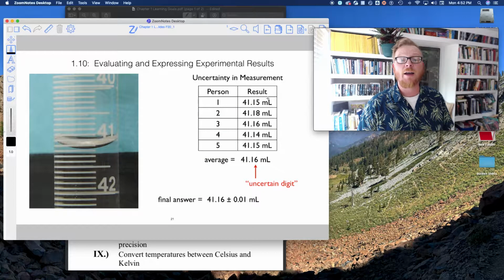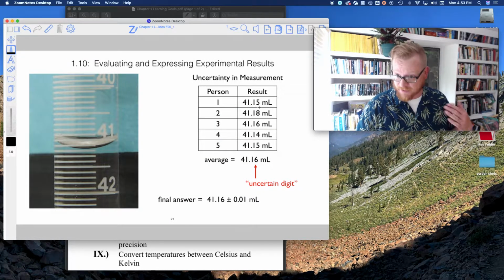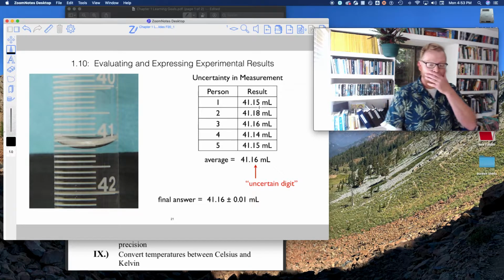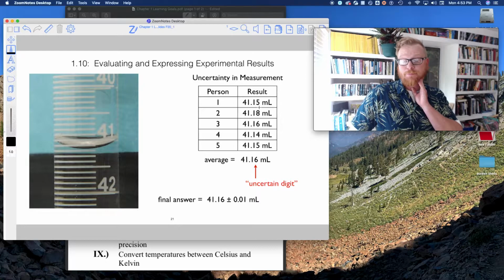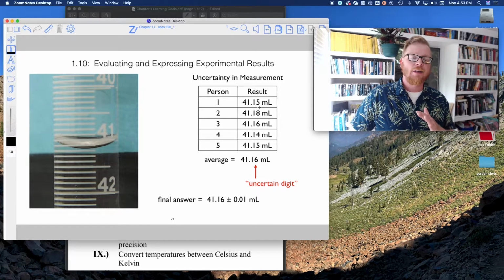So let's talk about why we have to think about significant digits, why they're important to us. They're important to us because of the lab, okay? Knowing how many digits are significant really helps us reflect the uncertainty in measurements.